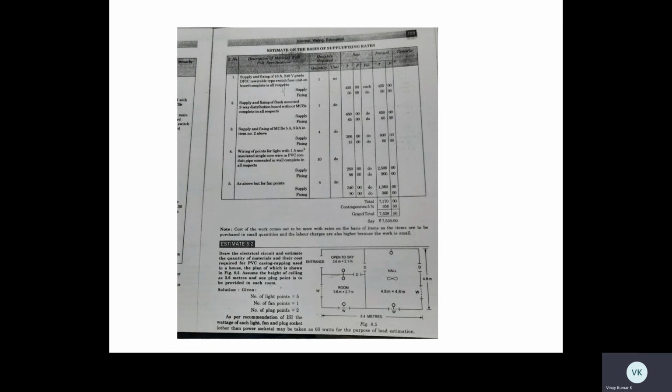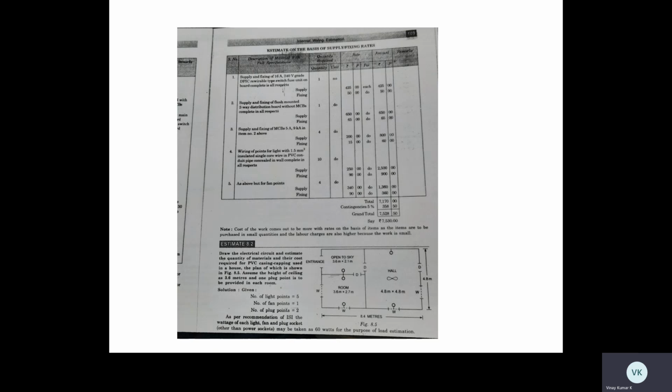2 plug points we need to make, one at the room and another at the hall. Okay. So ISI recommendation: the wattage of each bulb, fan, and plug socket is taken as 60 watts for the purpose of load estimation. The light and the fan wattage are taken as 60 watts each for the calculation.